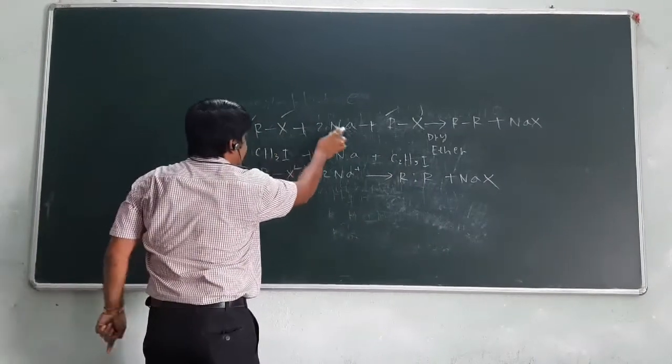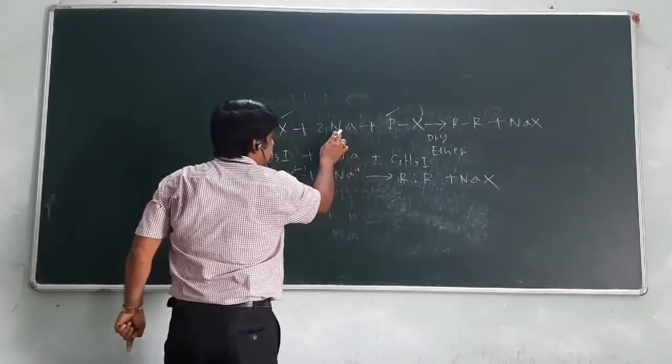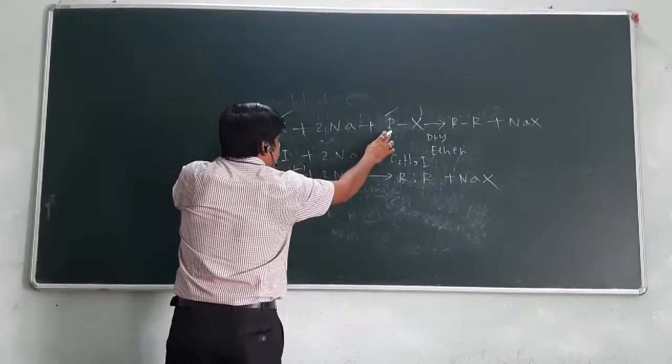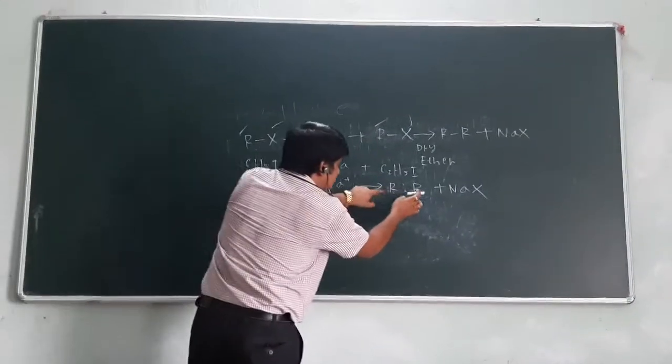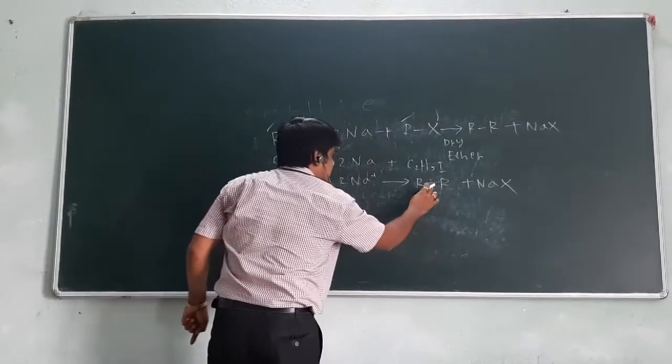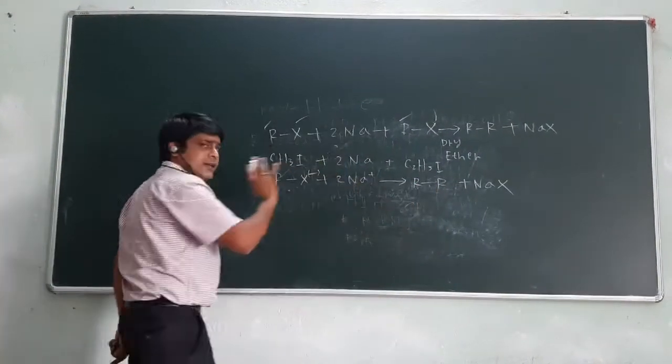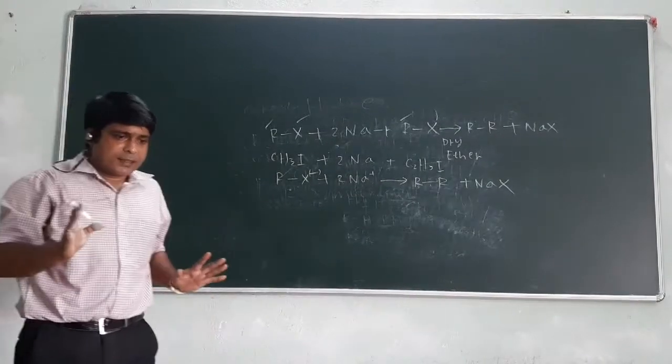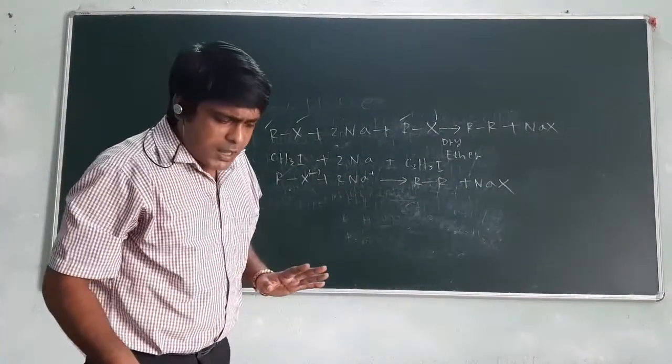One halogen taken from here and one halogen taken from here. So two alkyl groups in the bracket join with each other and combine to produce the alkane. Okay? This is the overall Wurtz reaction.